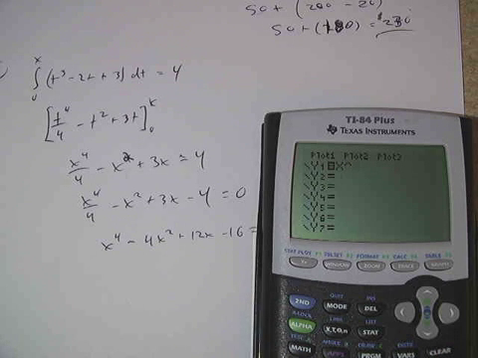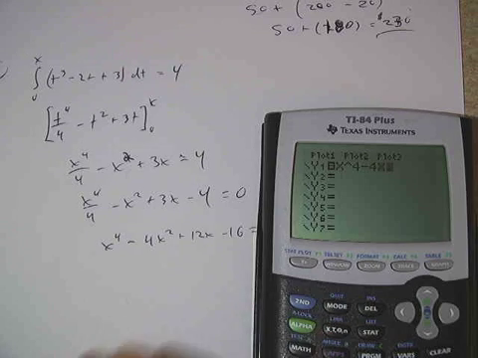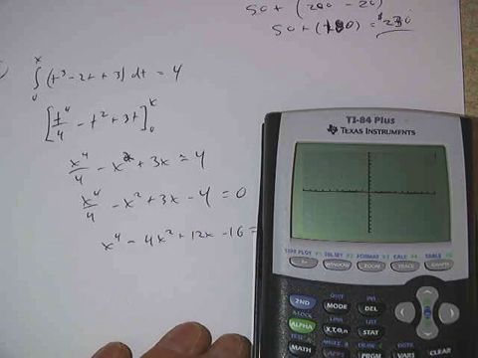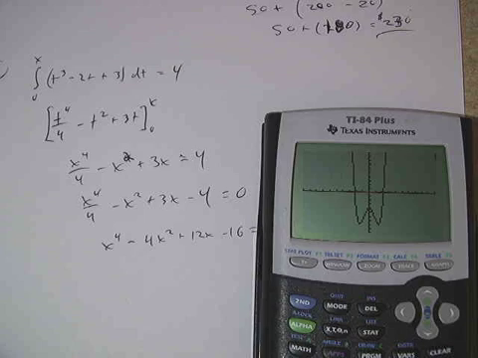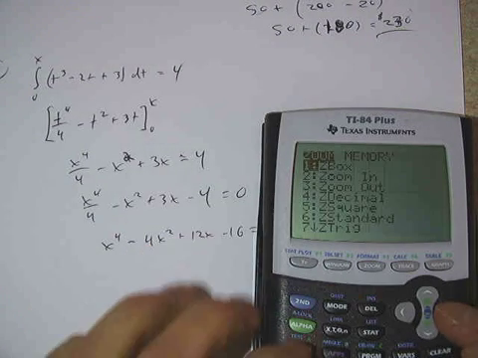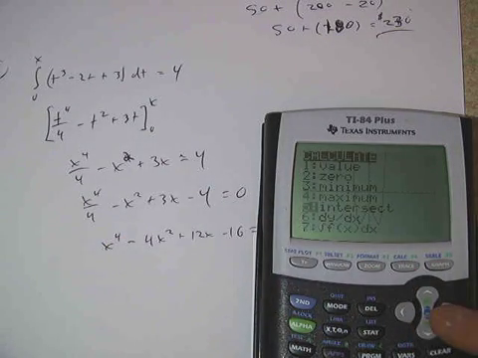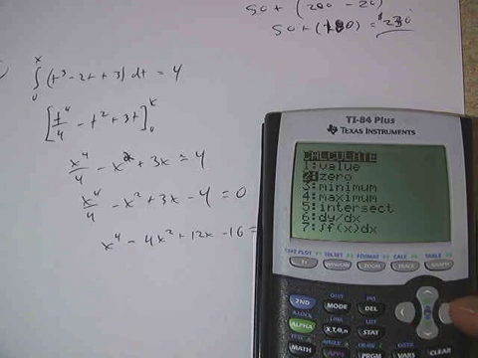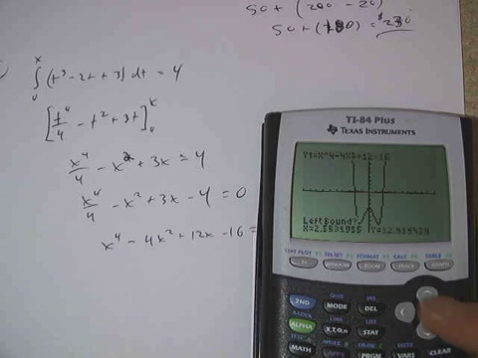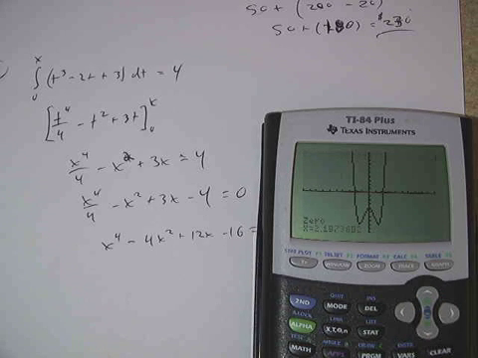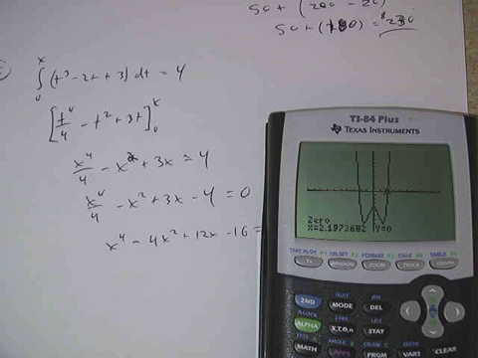So our equation to solve here is x to the 4th minus 4x squared plus 12x minus 16. And it looks like we do have two solutions here. It doesn't, however, look like they're very nice solutions. We'll use our zero command over here, and it looks like they're not very nice solutions.